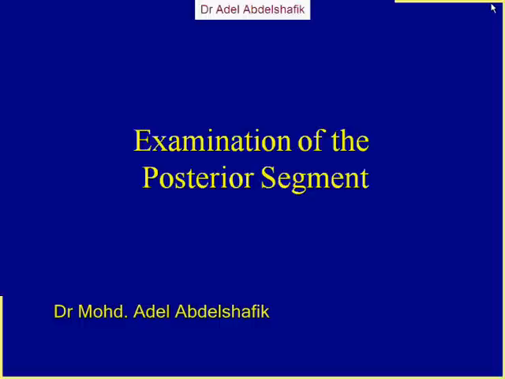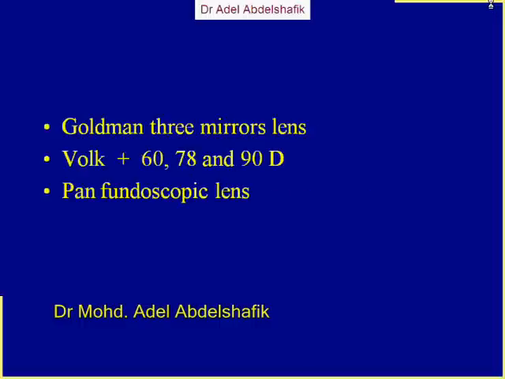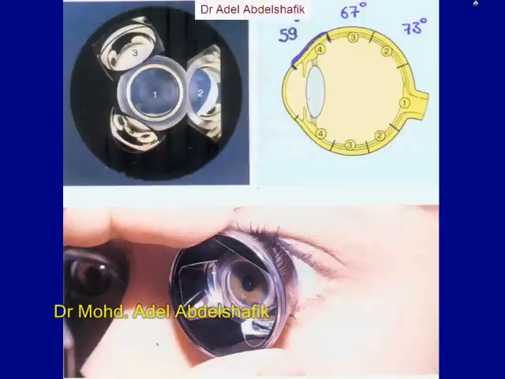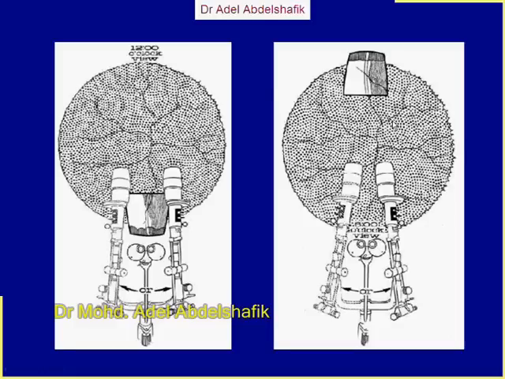Just one last thing is examination of the posterior segment. We can use either the Goldmann three-mirror, or we can use some of the lenses like the Volk lens or the panfundoscopic lens. As you know about this, we have three mirrors with different angles. One angle to see the angle of the anterior chamber, one mirror to see the equator or the posterior part, or directly you can see the disc and central area.